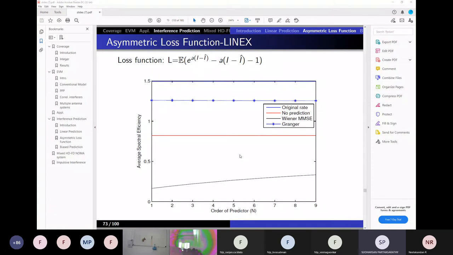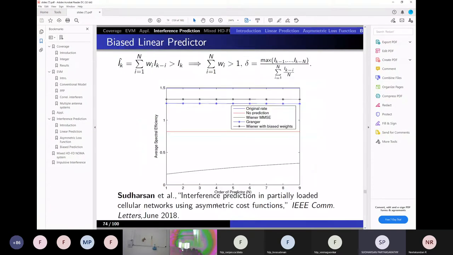Next slide, 74. In the Wiener filter which we saw, we can also do another trick: we can bias the weights. Our objective is that my I_k hat should be greater than I_k. So what if I bias my weights in such a way that the sum of the weights is greater than 1? Will that help me? That's what we wanted to try. That actually helped. We were able to get an even slightly higher rate than what we got with LINEX. The details of this work are given in this paper if you want to refer.